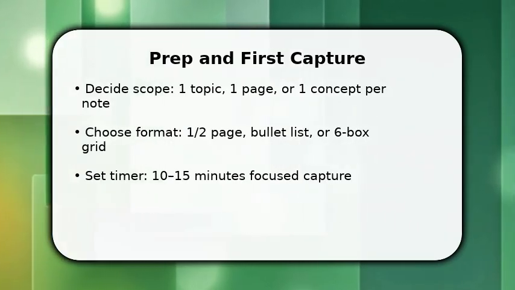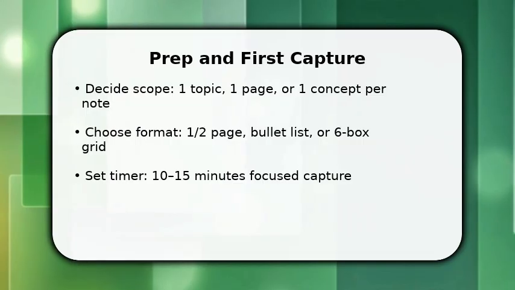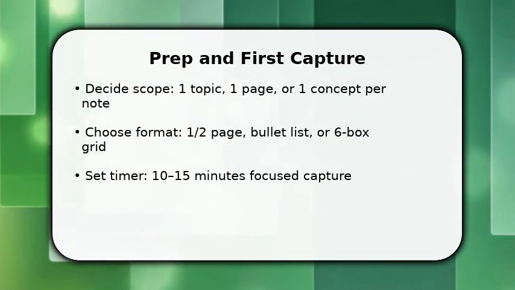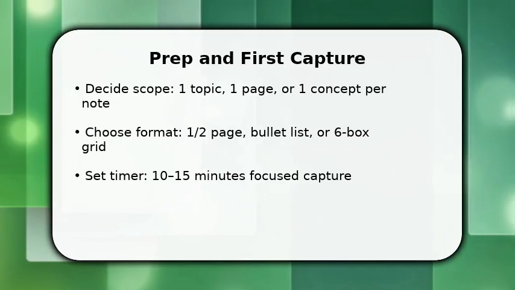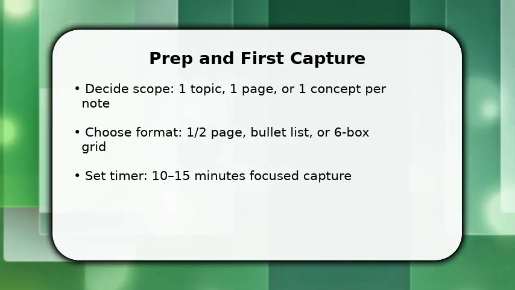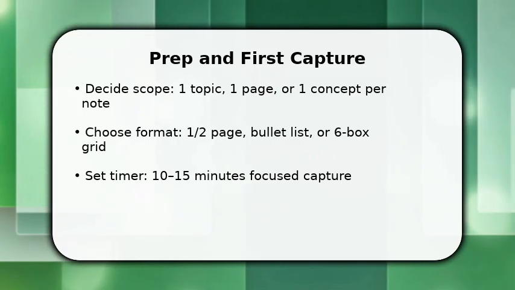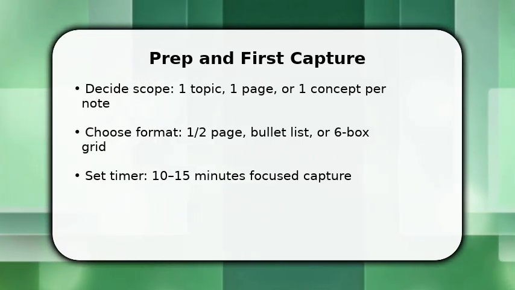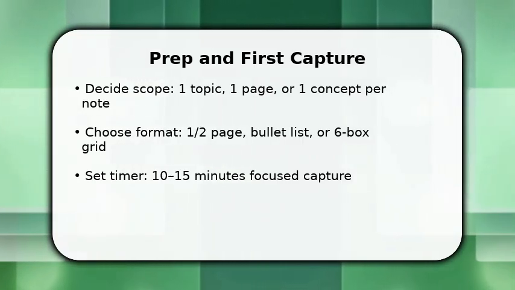Set a 10-15-minute timer and begin capturing only core ideas, definitions, and examples. Don't write full sentences yet. Use phrases and symbols. This accelerates decision-making and creates a raw map you'll refine next. Make sure to mark any unclear points with a question mark.